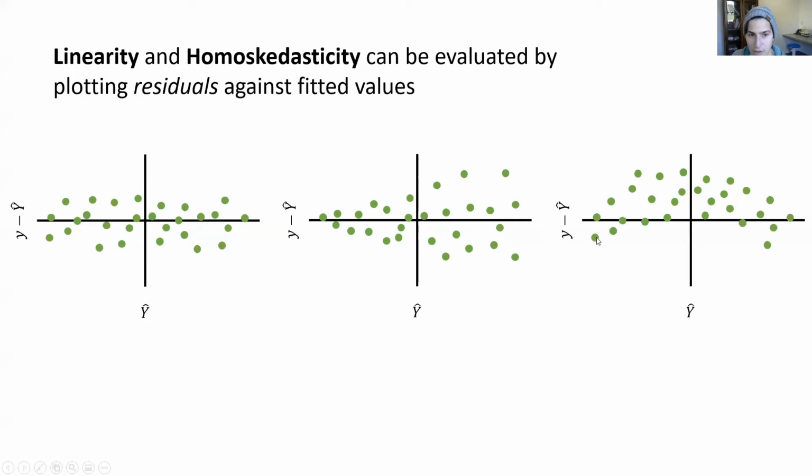Here's an example where the data are homoskedastic, where the variance is similar across the range of fitted values of y, but the linearity assumption is violated. If we were to take a moving average here, we would see that the residuals tend to be positive around intermediate values of y hat. And one way this can arise in a linear model is if we're fitting a line to something that's actually a curve, if there's a curved relationship between y and x.